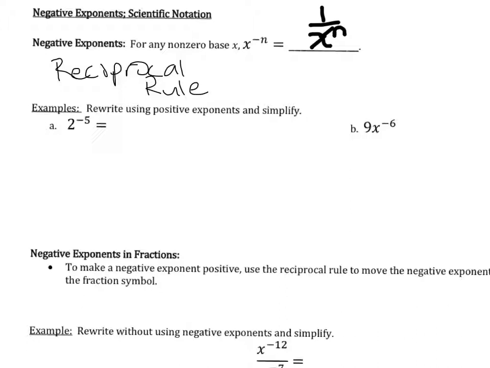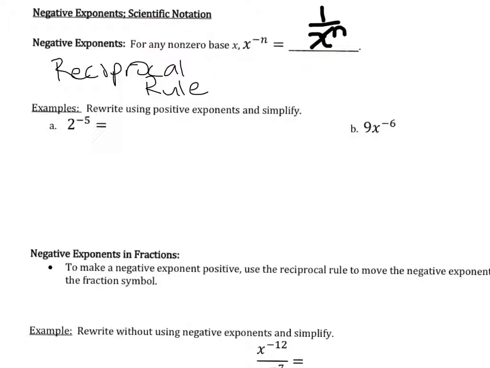Rewrite using positive exponents and simplify. That is going to be one of the goals whenever we deal with algebraic expressions. We never want to leave our exponent as a negative. The only time we're going to do that is when we have scientific notation. Besides scientific notation, whenever we have a variable with an exponent, we always want to write it so it will have a positive exponent using this type of rule right here.